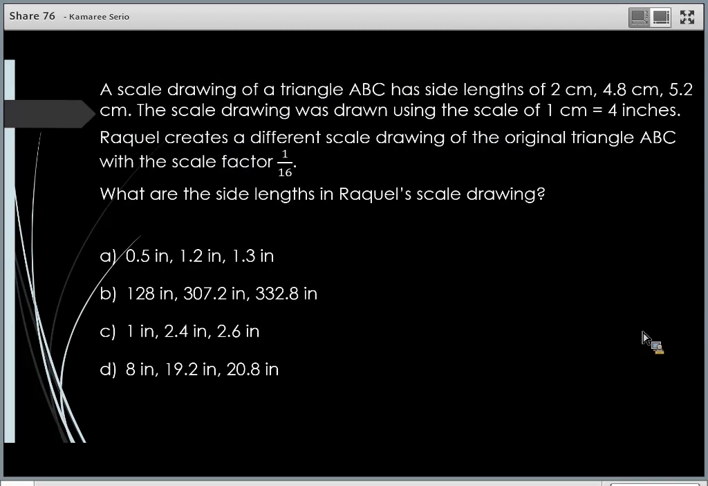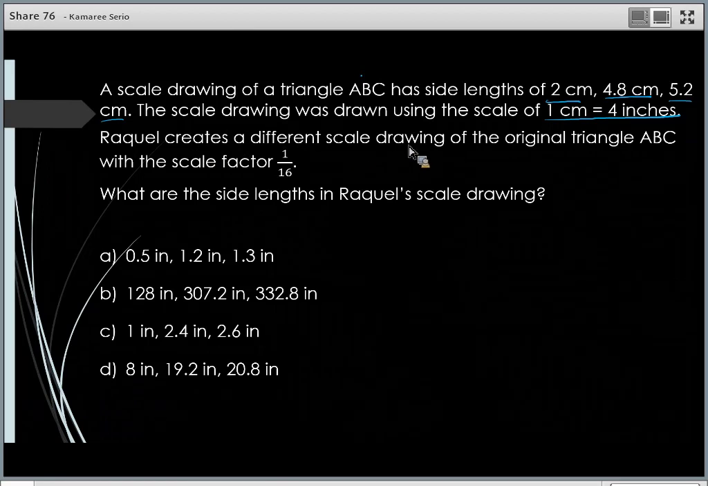All right. This problem here, on your checkpoint, there are a few that are like this, so make sure that you're reading it carefully. There's a little bit more work because there's an extra step. It says that a scale drawing of triangle ABC has side lengths of 2 centimeters, 4.8 centimeters, and 5.2 centimeters. The scale drawing was drawn using a scale of 1 centimeter equals 4 inches. Raquel creates a different scale drawing of the original triangle ABC with the scale factor 1/6. What are the side lengths in Raquel's scale drawing?